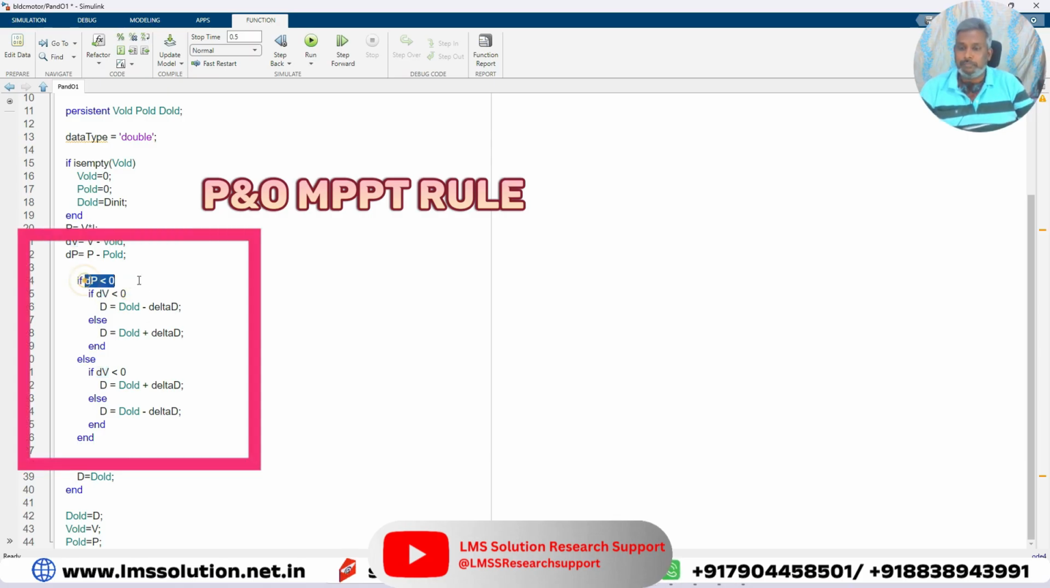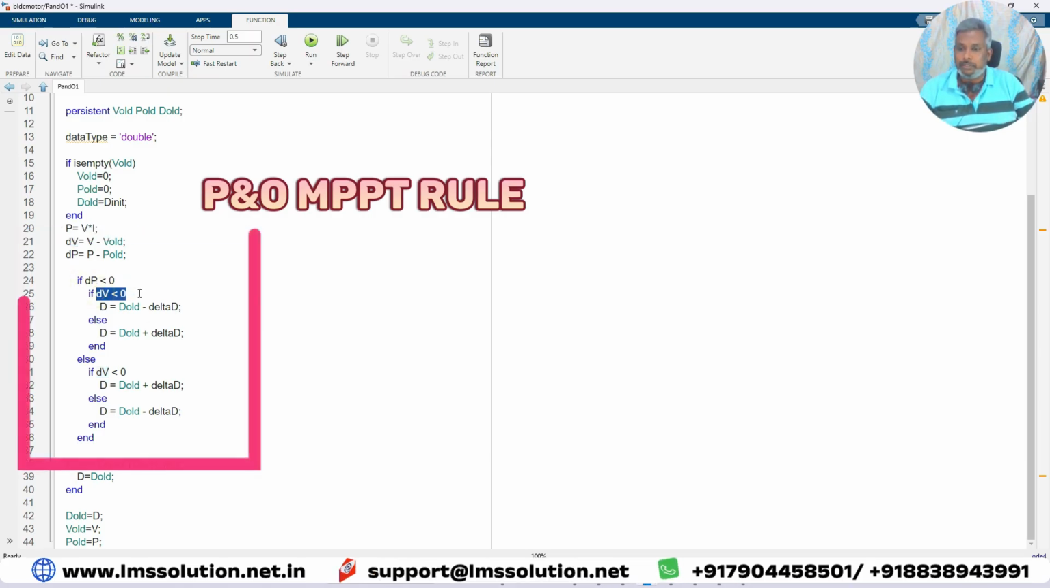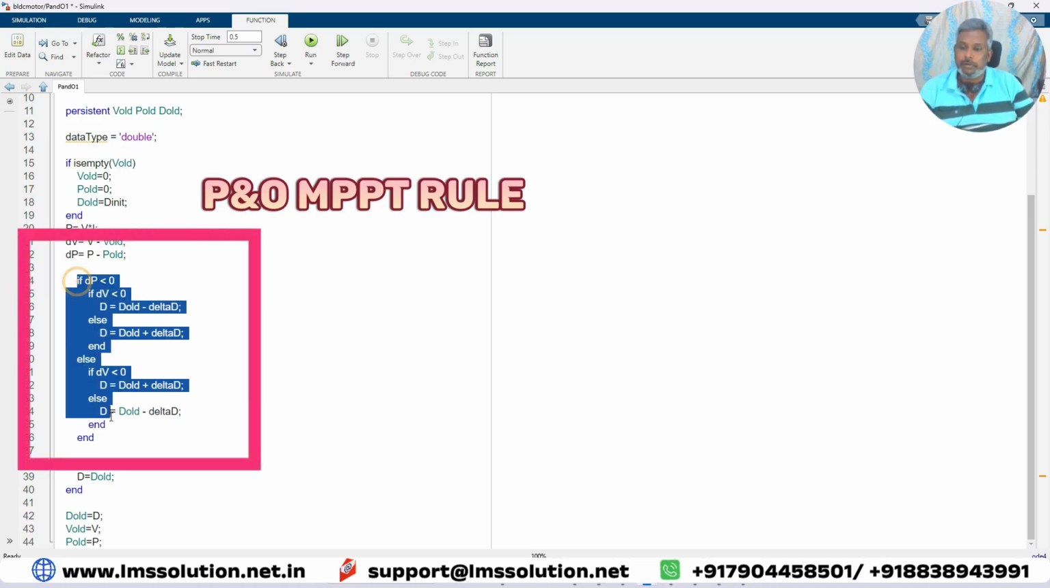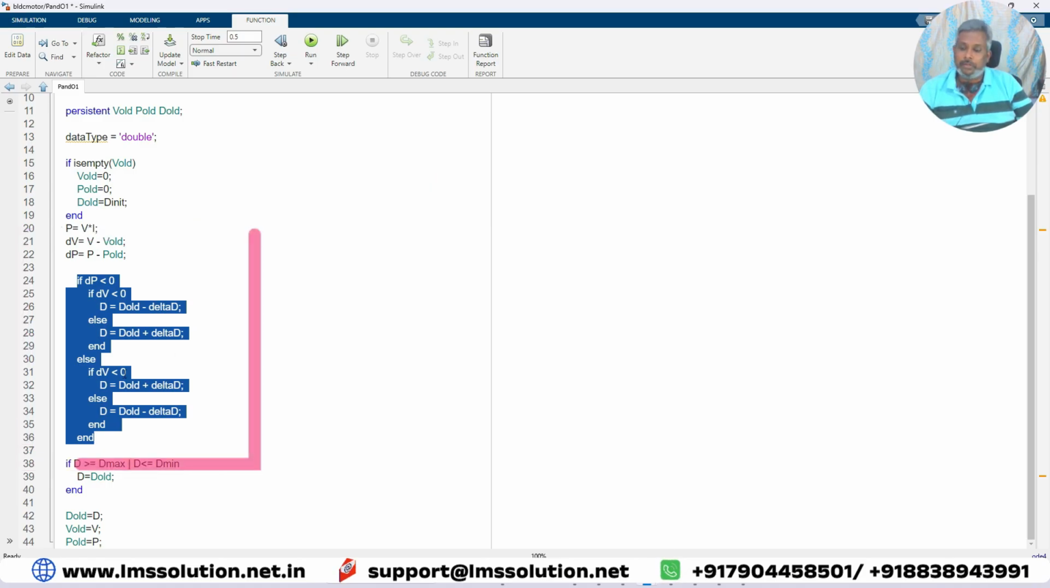Here you see that if the power change and voltage change are negative, then we have to decrement the duty cycle. If the voltage change is positive and power change is negative, then you need to increment the duty cycle. If the power change is positive and the voltage change is negative, then you have to increment the duty cycle, otherwise decrement the duty cycle. Okay. Here we have 4 conditions in the P&O MPPT. You just have to apply those 4 conditions, and the P&O MPPT will calculate the duty cycle.